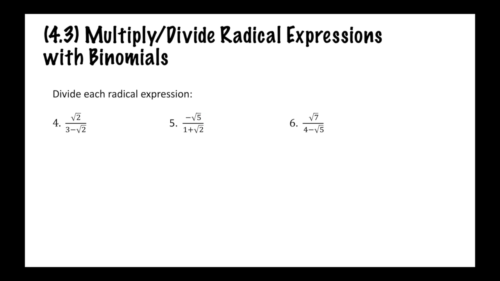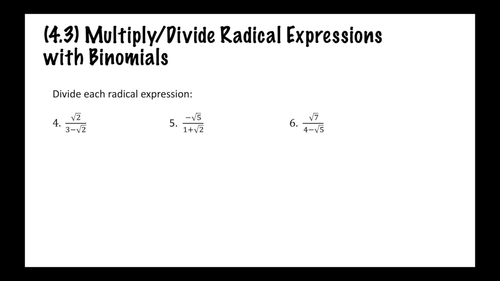Now, when we get to these expressions, it's a little bit more challenging. I cannot just multiply top and bottom here by root 2. If I were to multiply the bottom here by root 2, as I distribute it in, I would get 3 root 2 minus 2. And so I still have the same problem then. I would still have a radical in the denominator.